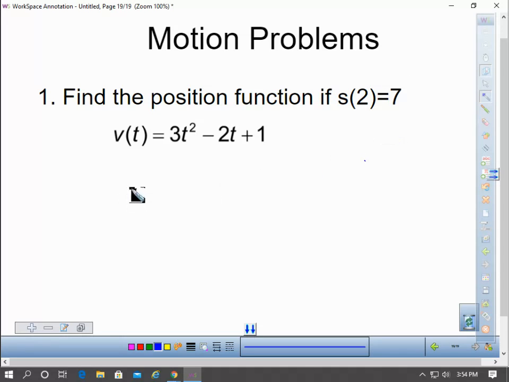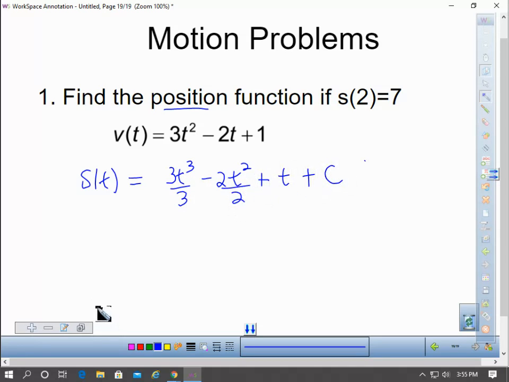All right, so question number 1 says find the position function if you know s of 2 equals 7 and you've got this velocity equation. If I've got the velocity function and I'm trying to find position, I got to go backwards. I have to integrate. So position is going to be the antiderivative of this. So that's going to be 3t cubed over 3 minus 2t squared over 2 plus a t plus c, right? And so I can simplify that, and I'm getting t cubed minus t squared plus t plus c.